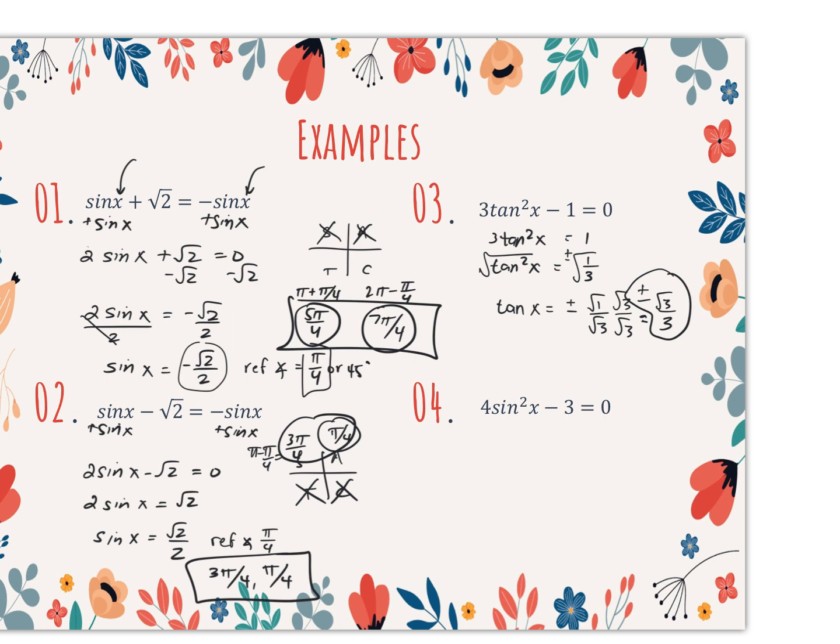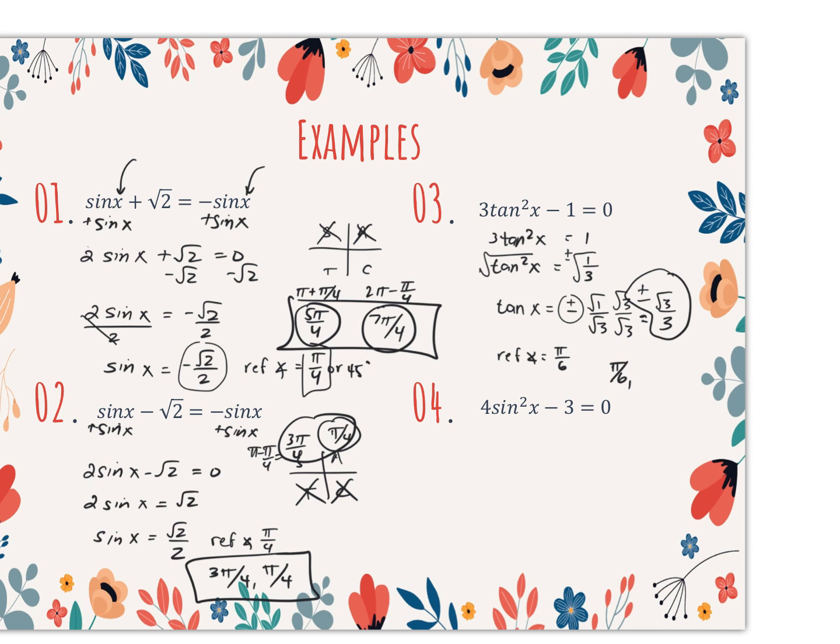And when you look at your reference angles, I know my reference angle is going to be the pi over 6. 30 degrees has tangent of radical 3 over 3. Because it's plus and minus, that means all 4 quadrants. So I know that my values are going to be in quadrant 1, it's going to be pi over 6.